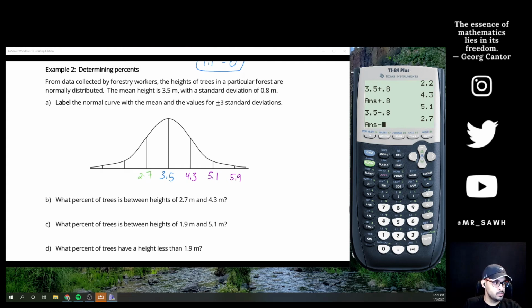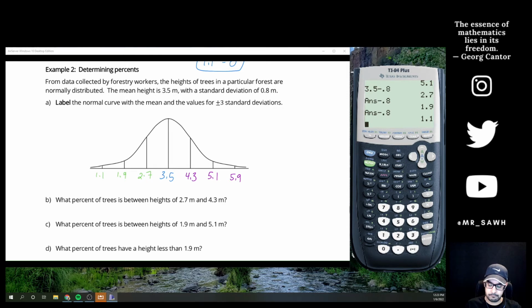And we'll do it again, so minus another deviation. That'll take us to 1.9. And take us one more, way down to 1.1. So essentially, I could have really, really short trees, just over a meter, or I could have really, really tall trees right under 6 meters, right? And I could have every type of tree in between, right? So this gives me those specific values that are on those standard deviation markers.